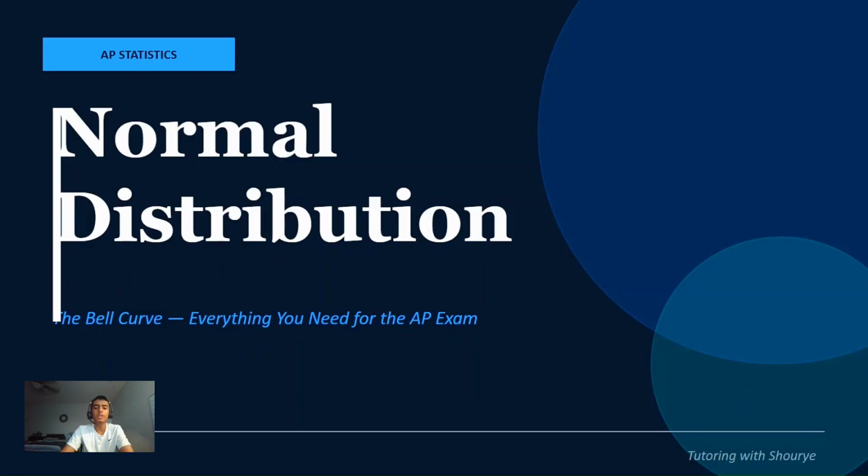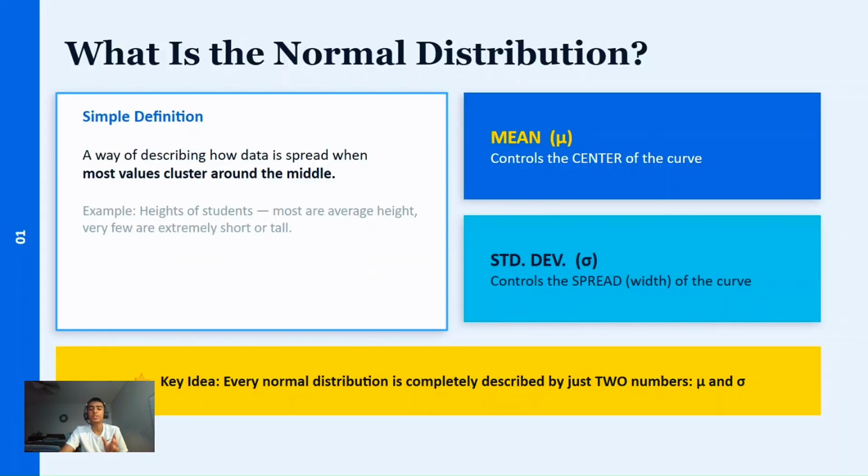Now here's a key idea. The normal distribution is described by two numbers: the mean, which is the center, and the standard deviation, which controls how wide or narrow the bell is. Now, this is really important. The mean is equivalent to the center, while the standard deviation is equal to the spread. Please write that down.